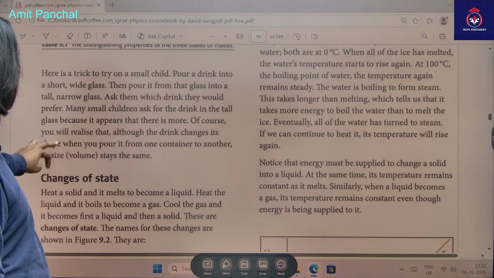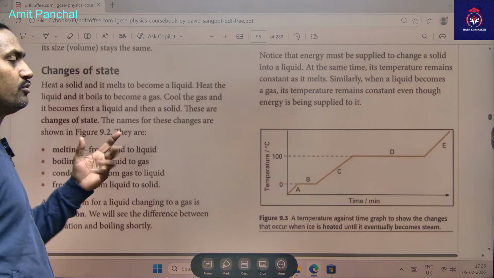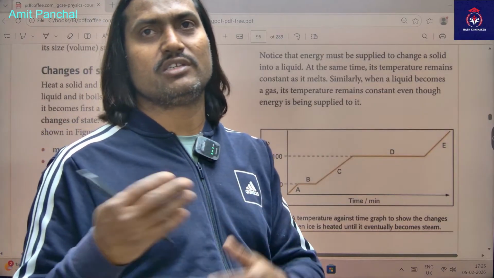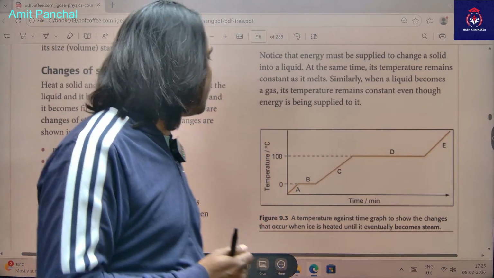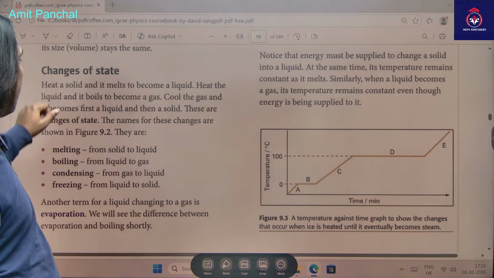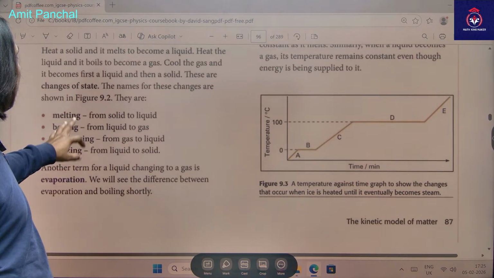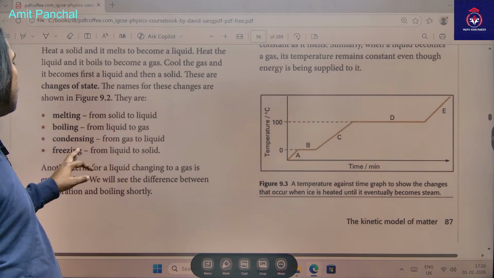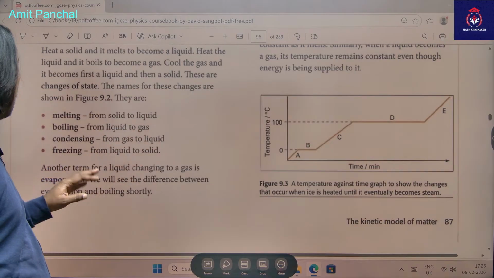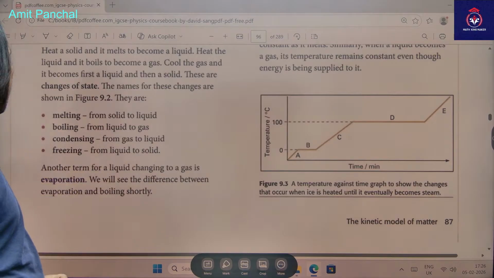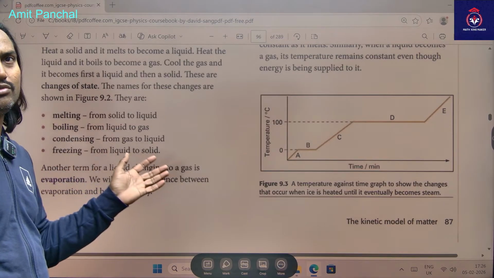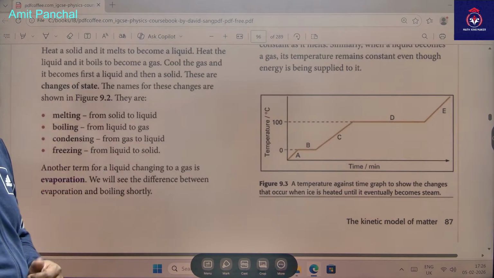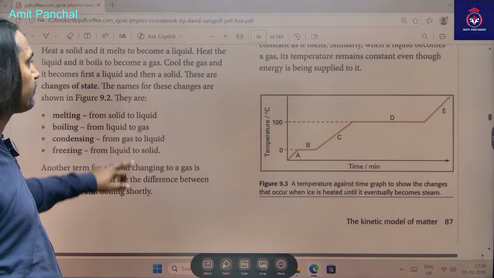Changes of state, as I told you: once it is converting from liquid to gas or any state is changing, that is called a change of state. Melting is solid to liquid, boiling is liquid to gas, condensing is gas to liquid and freezing is liquid to solid. Another term for a liquid changing to gas is evaporation.